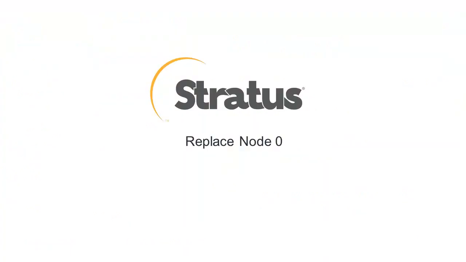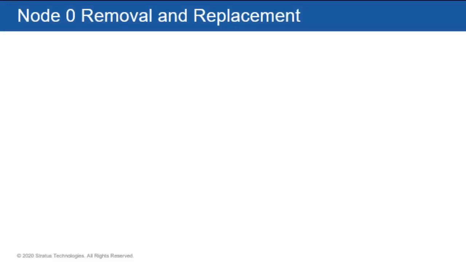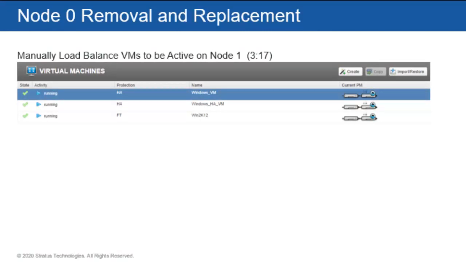Once the ztC 110i environment is healthy, and you've verified all VMs have been synchronized, you are now ready to move on to node removal and replacement of node 0. The same steps performed on node 1 will be done on node 0. To remove and replace node 0, manually load balance VMs to be active on node 1. Please note you can view the procedure at the 3-minute 17-second point of this video.